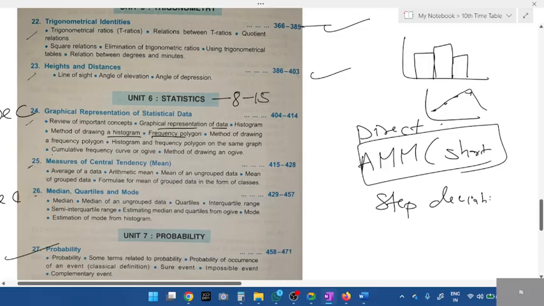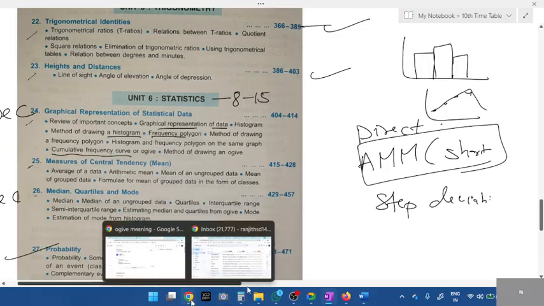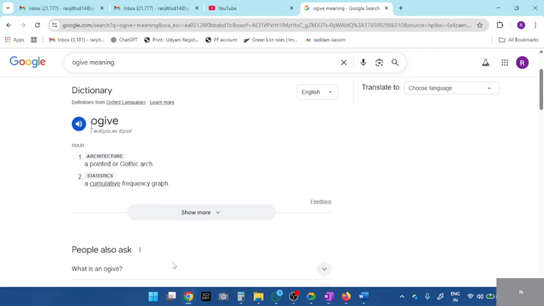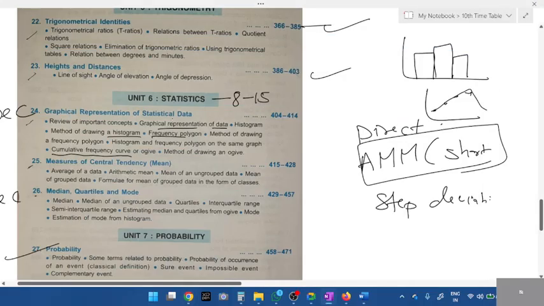Ogive is nothing but cumulative frequency, students. Cumulative frequency curve. Look here. The meaning of ogive itself is a cumulative frequency graph, which means you have to find the cumulative value first. That's the other meaning of ogive. So frequency polygon and ogive graph are almost the same. The only difference is you take the upper limit for cumulative frequency. In an ogive graph you have to calculate cumulative frequency and upper limit. From the class interval we need to take the upper limit and draw.